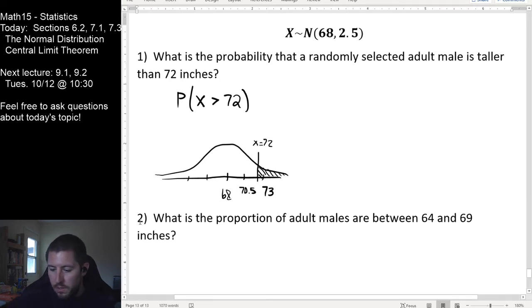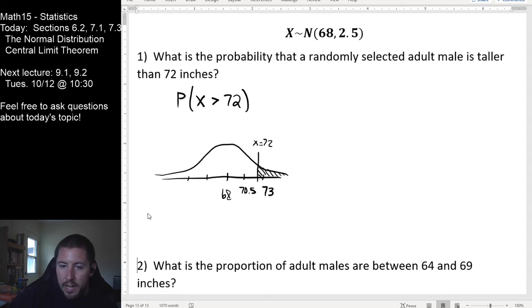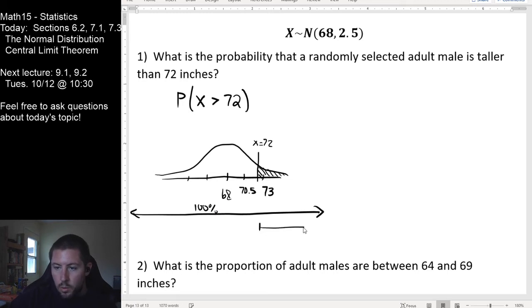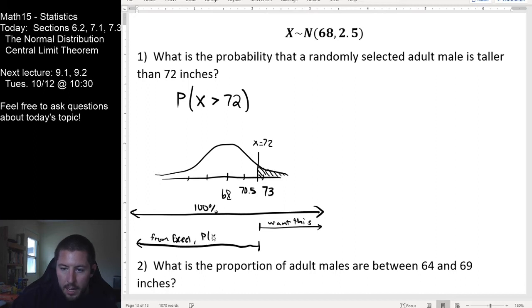I'm going to give myself a little more room for this diagram. The entirety of the area, if we go forever left and forever right, is the 100% of all of the area. This area is what we want. And this is what we can get easily from Excel: the probability that X is less than 72. We can get that from Excel.